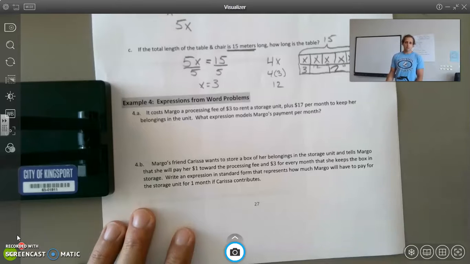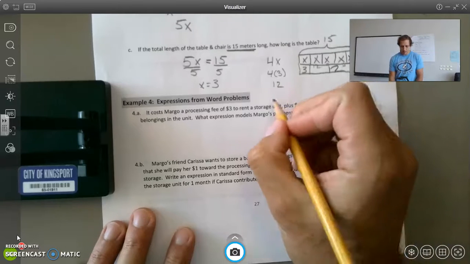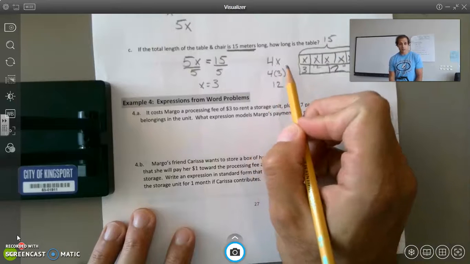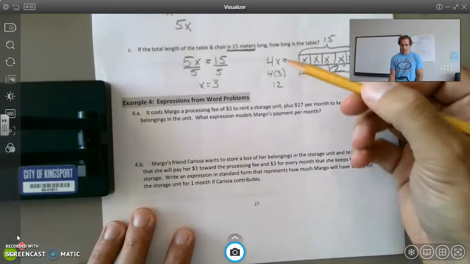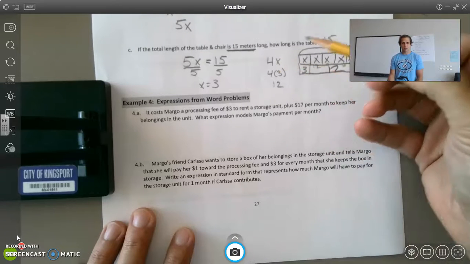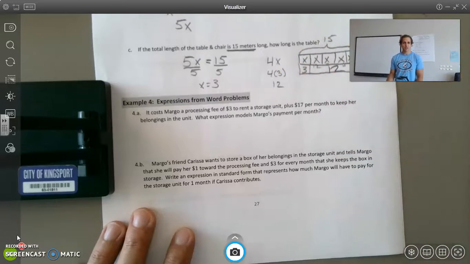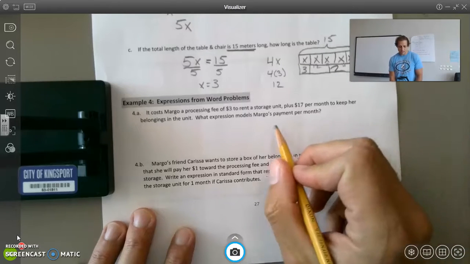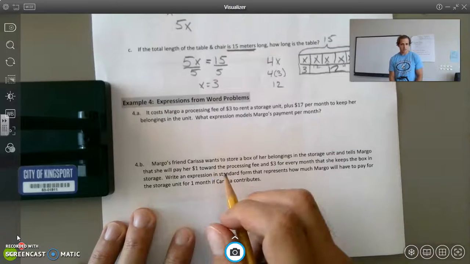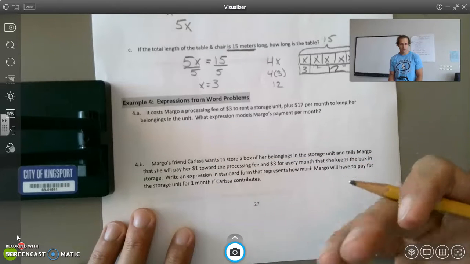So when we're writing expressions, we usually have some number times a variable, and then we usually have a constant term, which is just like adding an individual number. When I see a coefficient and a variable, that's telling me that there's multiplication happening. Some unknown value is being multiplied by some amount. So in this case, I need to identify what is being multiplied. That's what's going to go with my variable.